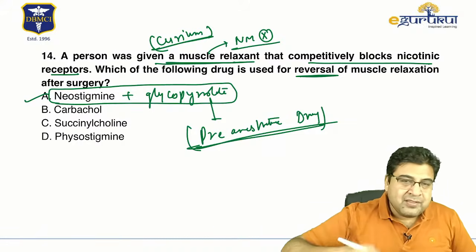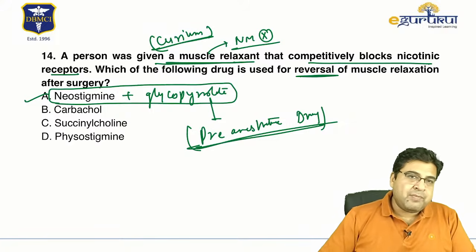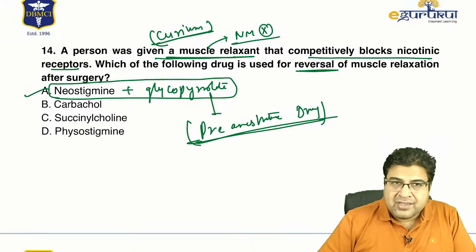But if you ask me theoretically, sir, what is the best regimen? The best regimen is going to be neostigmine plus glycopyrrolate. So question 14, answer is A.